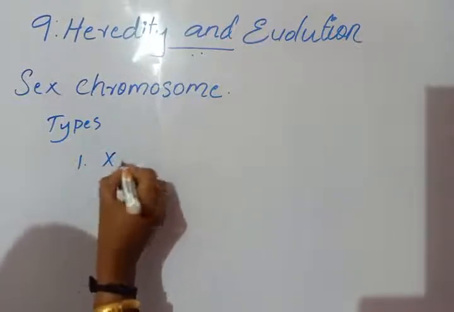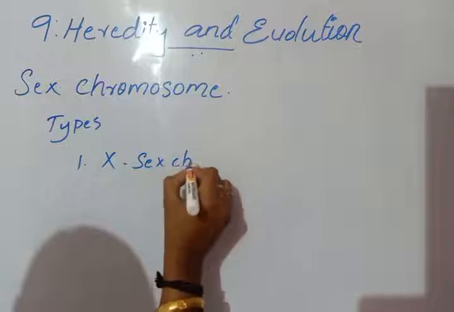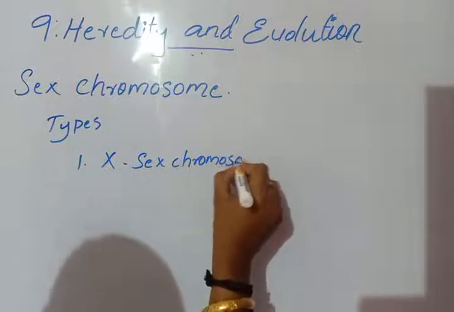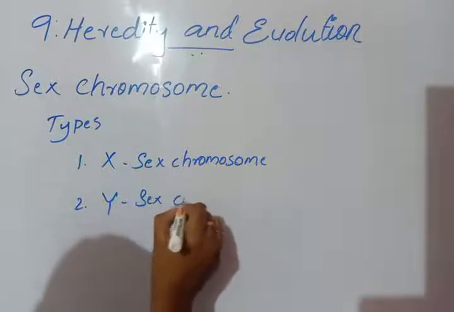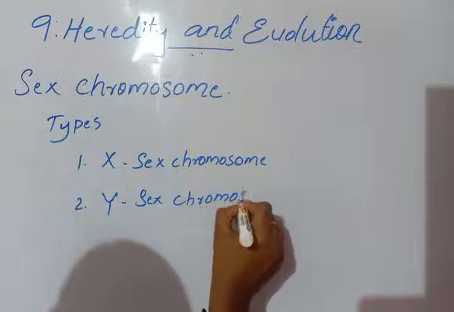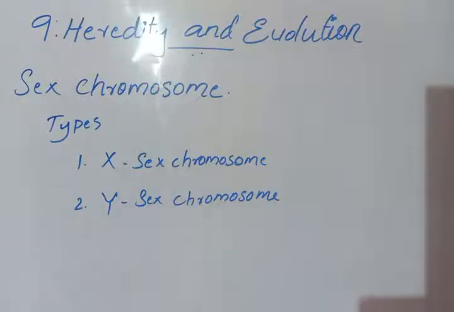First one is X sex chromosome. Second one is Y sex chromosome. So the chromosome which determines the sex of a person is called sex chromosome. The two sex chromosomes are X chromosome and Y chromosome. Now we will discuss the conditions of male and female.